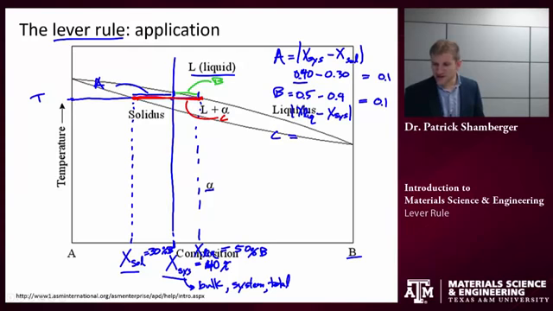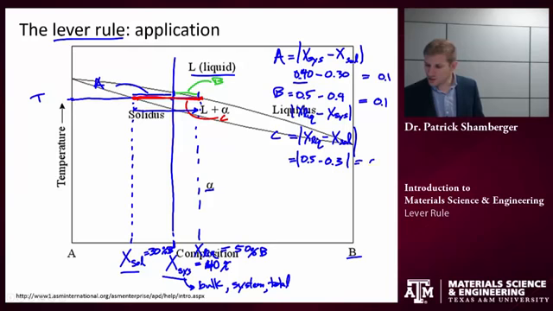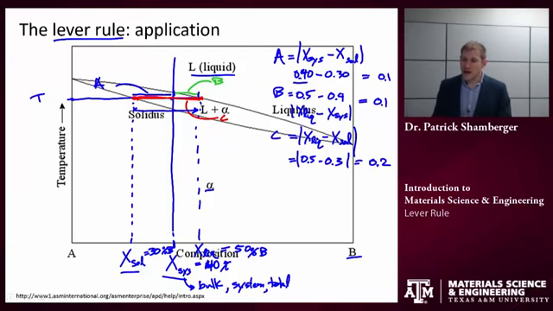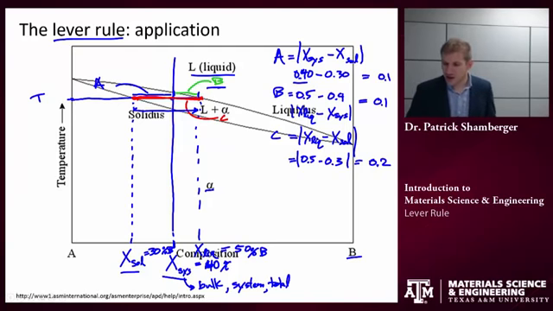Finally, C is this overall difference. So C is the composition of the liquid minus the composition of the solid. And so in our example, that's 0.5 minus 0.3 equals 0.2. So if I'm applying the lever rule, I'm asking how much is there of some particular phase. So let's ask the question about the liquid first. So how much liquid?